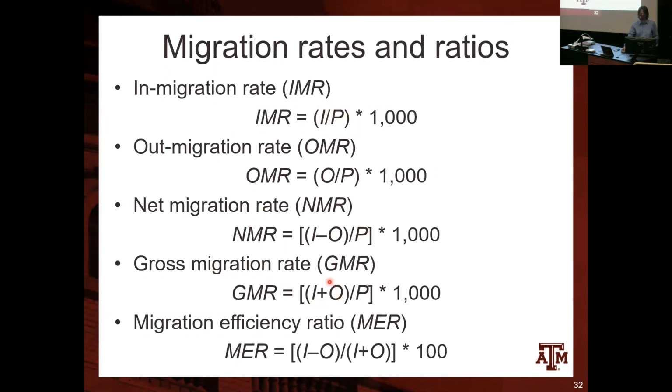Gross migration, the same idea as I talked about before. In migration plus out migration divided by population, the most appropriate population being that of the area of origin. And all of them multiplied by 1,000 because these numbers get really small. And the migration efficiency ratio is pretty much net migration divided by gross migration, as we mentioned before. And the migration efficiency ratio is measured in percentage terms, right? Multiplied by 100.